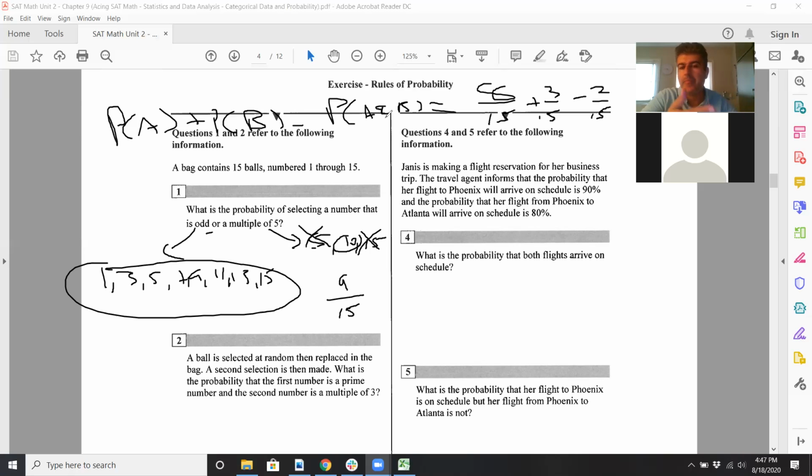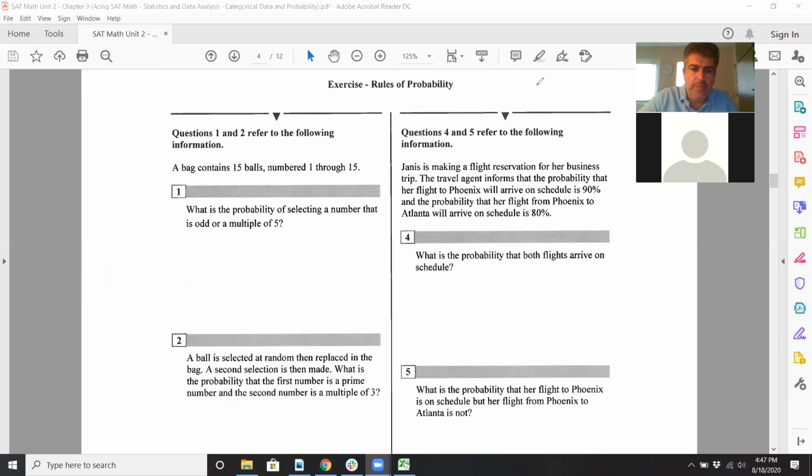No, we can't. Yeah. But we could just count it. A ball is selected at random, then replaced in the bag. The second selection is then made. What's the probability that the first number is a prime number and the second number is a multiple of 3? Okay, so getting a prime number.